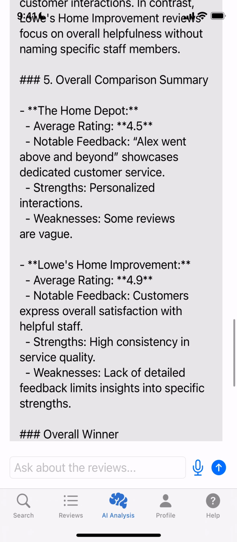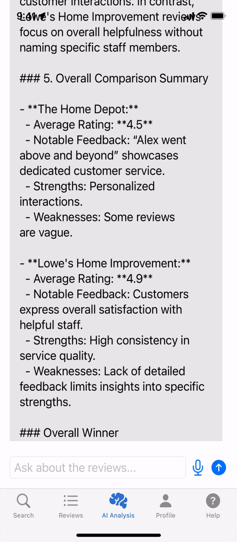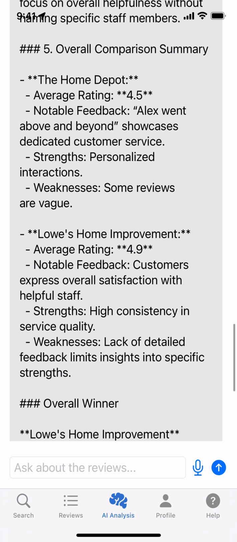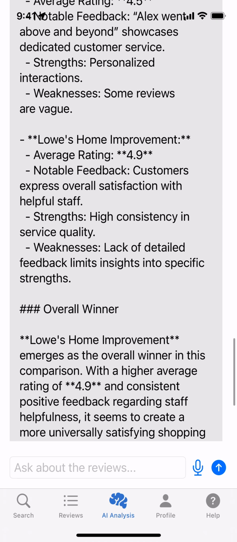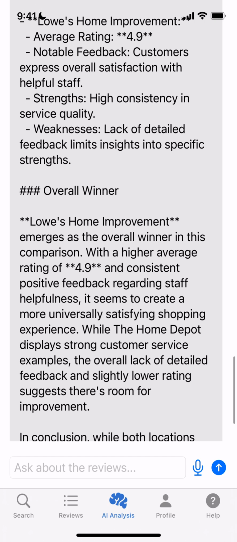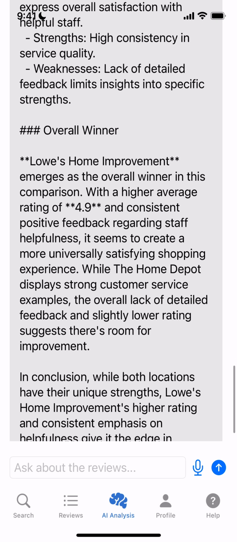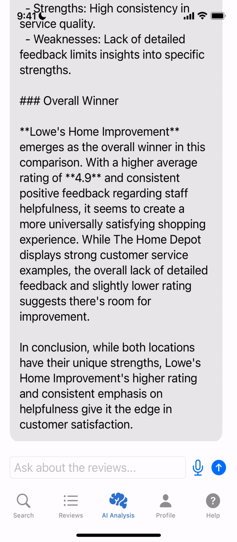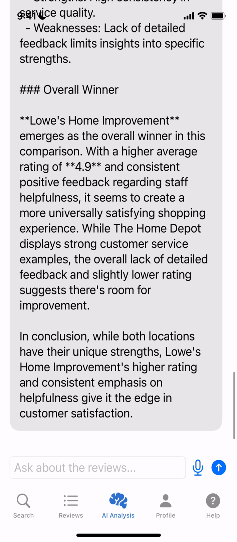Overall comparison summary: the Home Depot average rating 4.5. Lowe's Home Improvement average rating 4.9. Overall winner: Lowe's Home Improvement emerges as the overall winner in this comparison with a higher average rating of 4.9 and consistent positive feedback regarding staff helpfulness. It seems to create a more universally satisfying shopping experience. So in conclusion, while both locations have their unique strengths, Lowe's Home Improvement higher rating and consistent emphasis on helpfulness give it the edge in customer satisfaction.